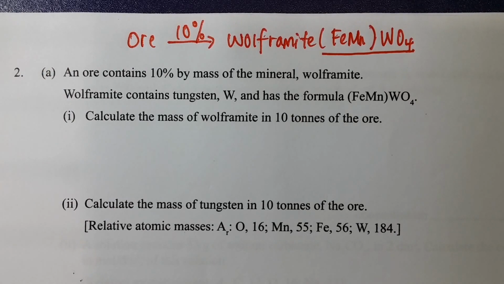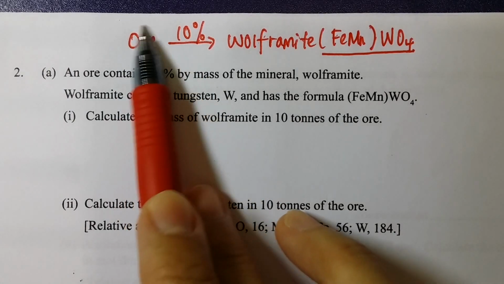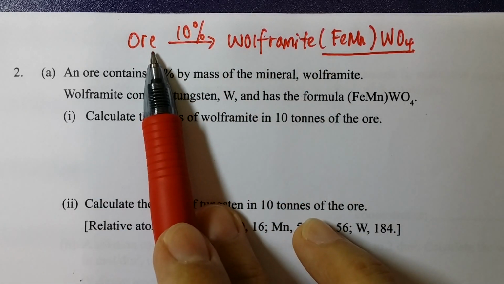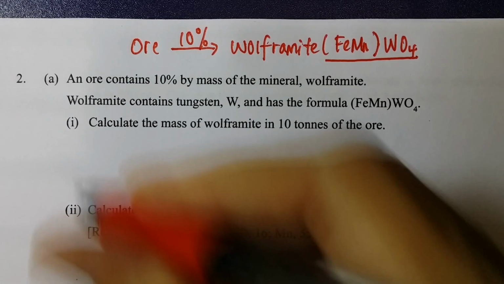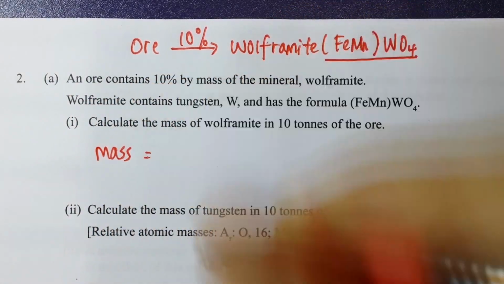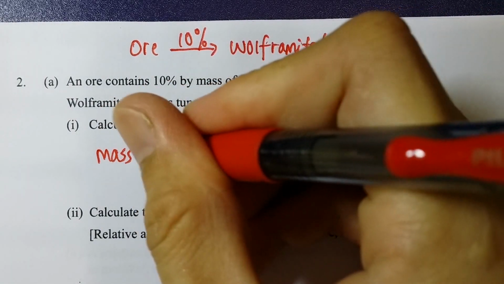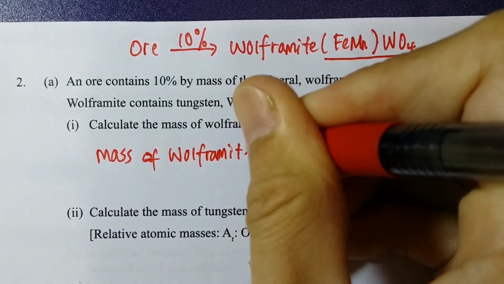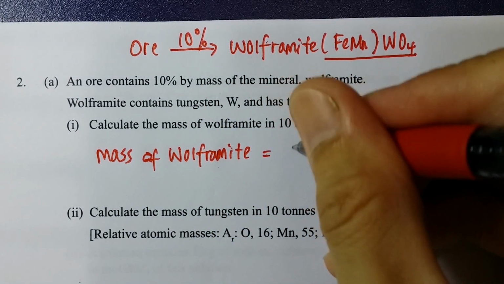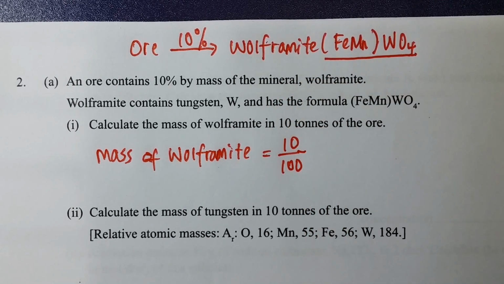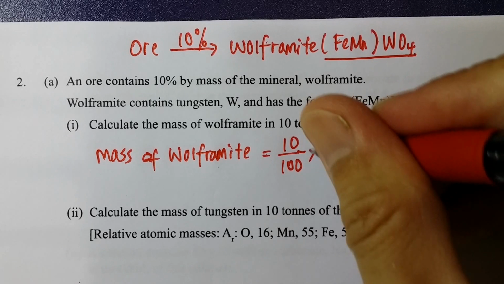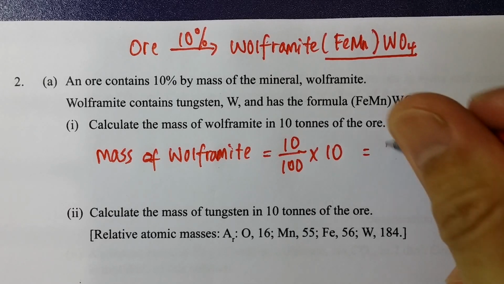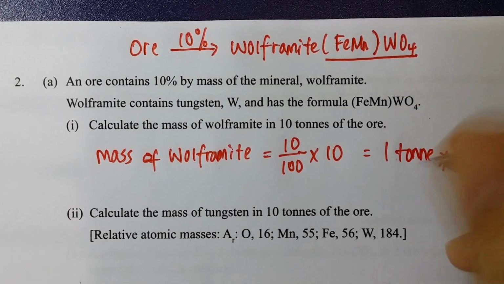Calculate the mass of wolframite in 10 tons of the ore. If you have 10 tons of the ore, you have to calculate the mass of the wolframite. 10%, that means out of this 10 ton, 10% of it is wolframite. So very simple. So the mass of wolframite is 10%, which is 10 over 100. The meaning of 10% is 10 over 100 times 10 tons. And that would give you 1 ton. Finish.